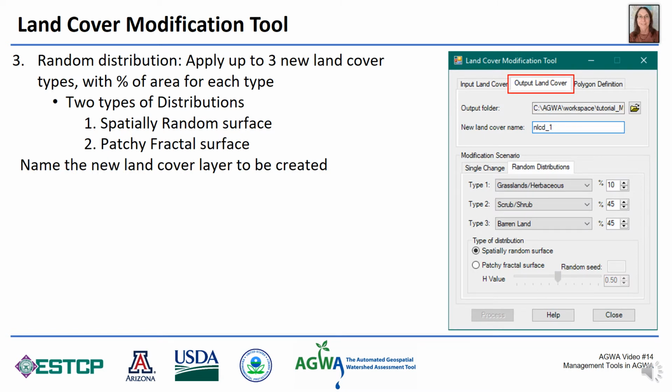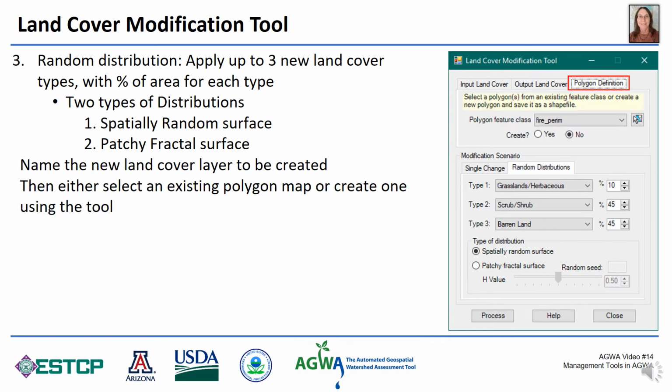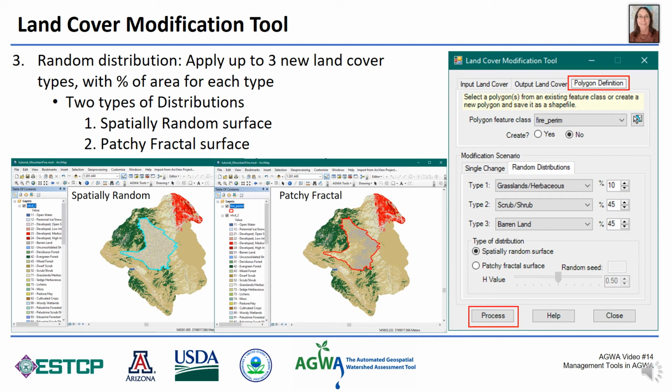After you define the type of land cover change, name the new land cover map to be created. Then select an existing polygon map for the area of interest, or you can create one on the fly using the tool. Once those steps are completed, click Process and your new map will be created. The image on the left shows a spatially random distribution for 2 land cover types. The image on the right shows a patchy fractal surface with 3 land cover types. This surface is useful for simulating revegetation, for example.